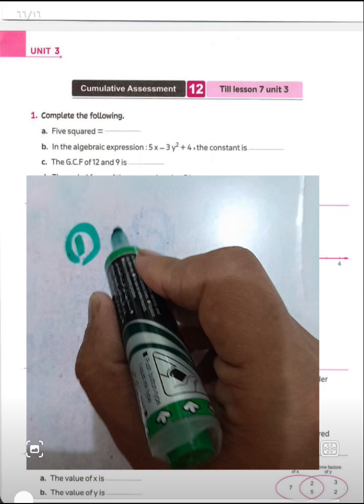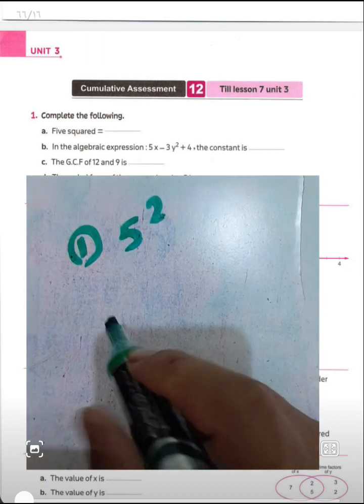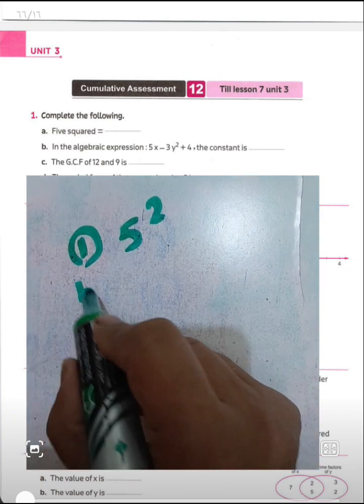Students, how are you? Today we'll solve cognitive assessment number 12 from the Al-Moasser book, lesson 7, unit 3. Question number 1, complete the following. Letter A: 5 squared means 5 power 2. Letter B: in the algebraic expression 5x minus 3y power 2 plus 4, the constant here equals 4.